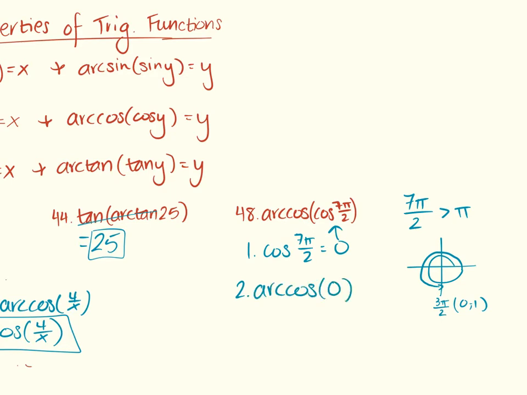Okay, and so arc cosine of 0 is where cosine is 0 between 0 and pi, and remember from the last slide, that's at pi over 2. So this is our answer. Okay?